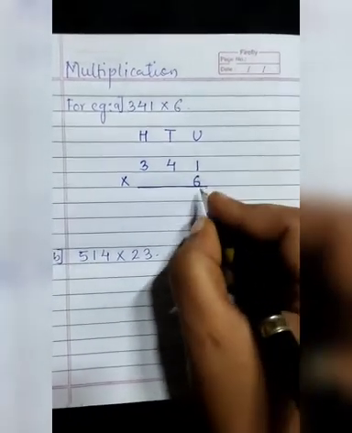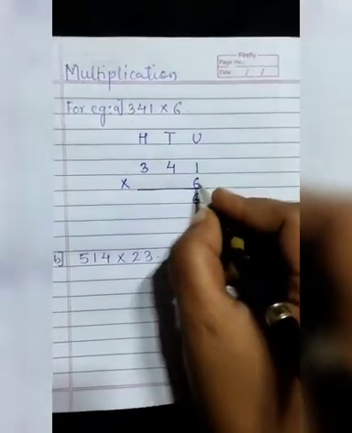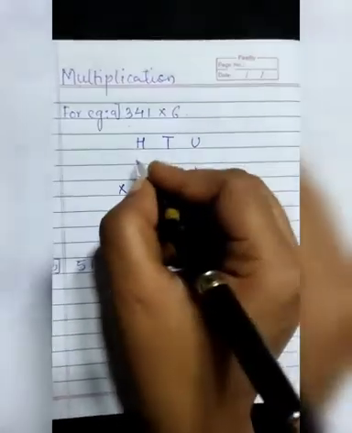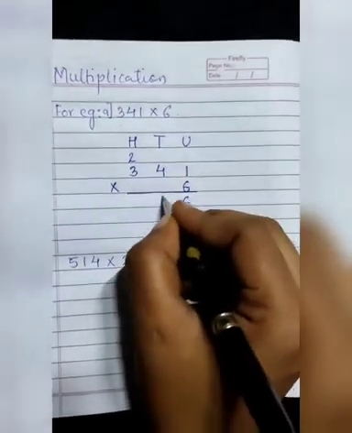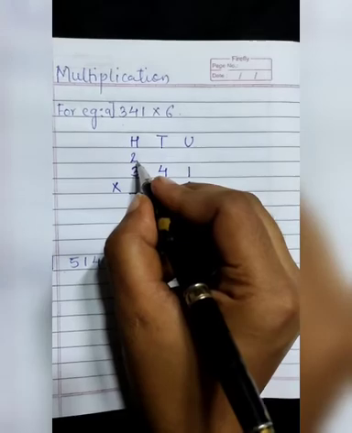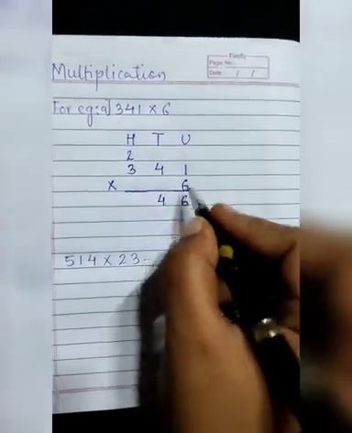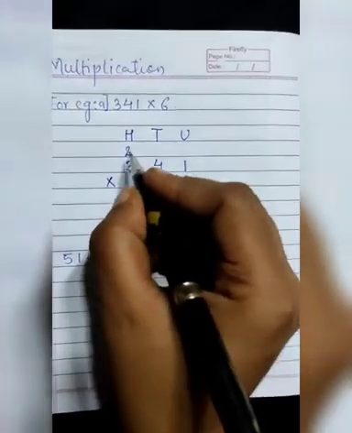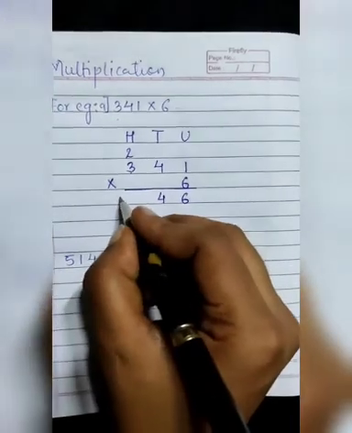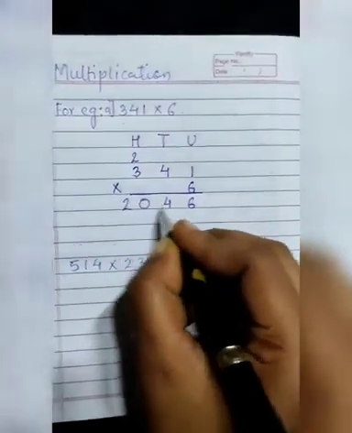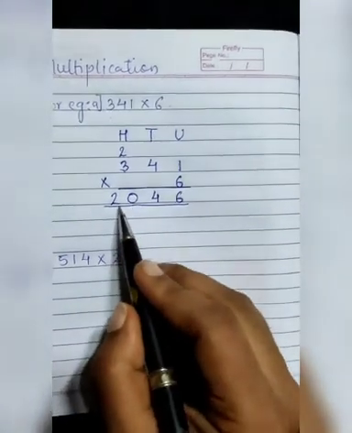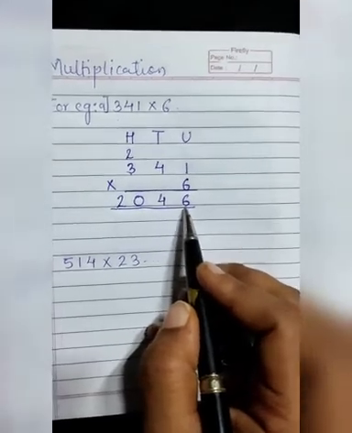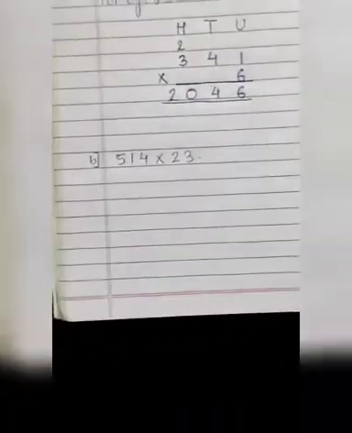Always remember that we have to start doing the multiplication from the unit place. So 6 ones are how much? 6. Then 6 fours are how much? 6 multiplied by 4 will be 24. So 2 we will carry here and 4 we will write down. Now 6 multiplied by 3 is 18, and plus 2, how much will it be? It will be 20. So the answer is 2046.